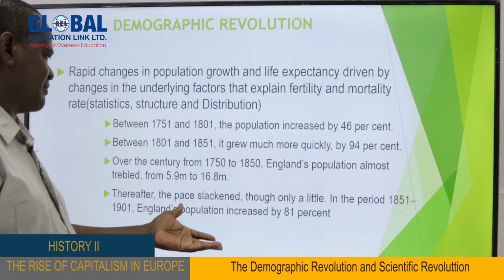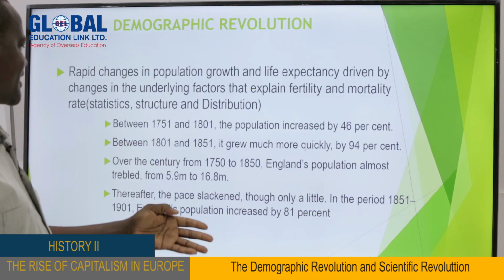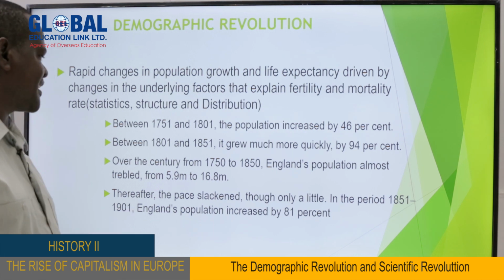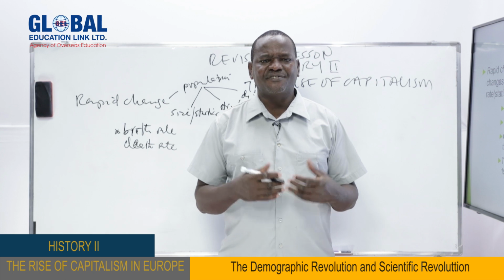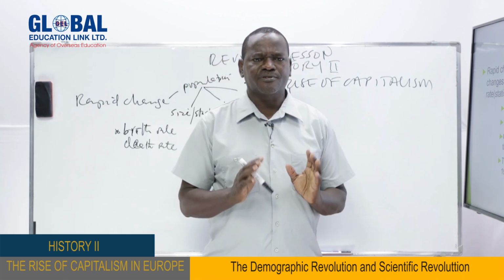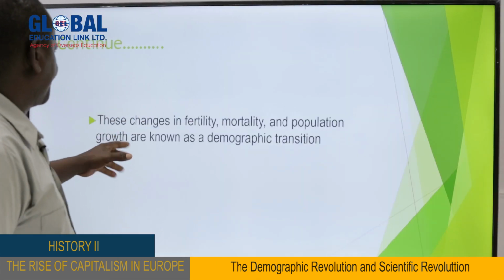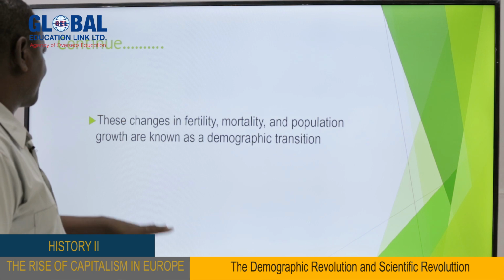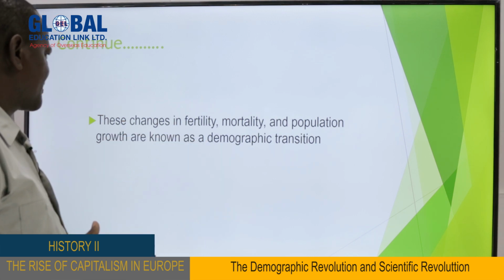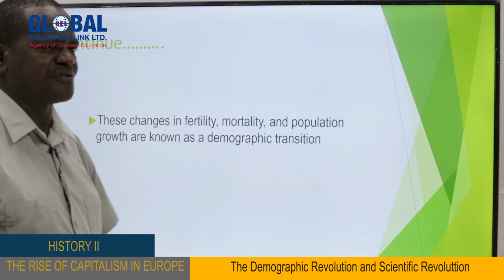Thereafter, the pace, of course, slackened. But all in all, as you can see, in the period between 1851 to 1901, England's population increased by 81%. That's a very, very high increase in population. This, my dear students, is what we mean by demographic revolution. But also, my dear students, as I said earlier, these changes in fertility and mortality, in fact, and population growth is what is always described as demographic transition.